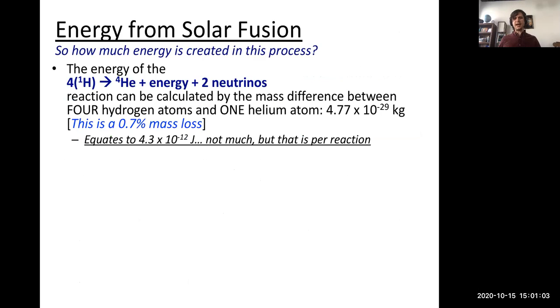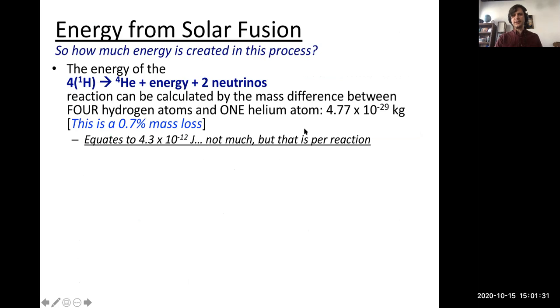And now let's look at the energy, because we are after what is powering the sun. So we have our net reaction. And notice I've said this several times now. It's almost as if I really want you to commit this net proton-proton chain reaction to memory. Four hydrogens fuse together to be one helium, two neutrinos, and release a bunch of energy.